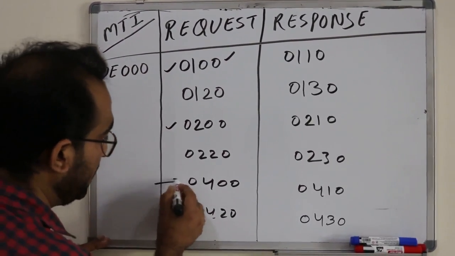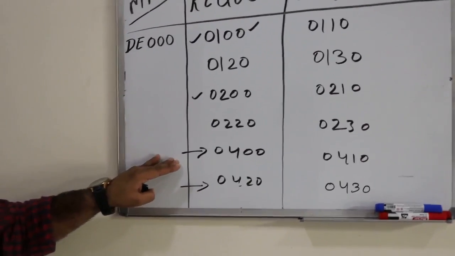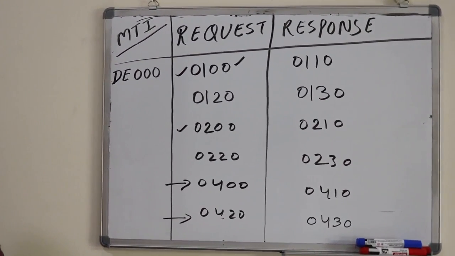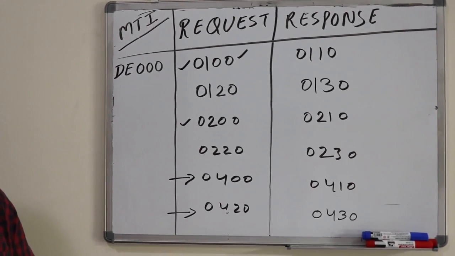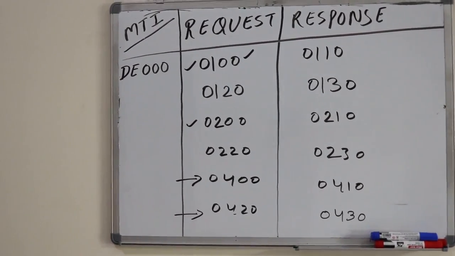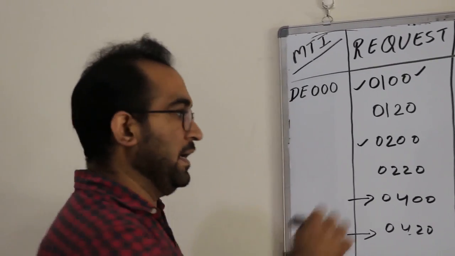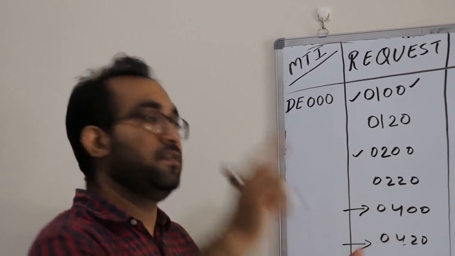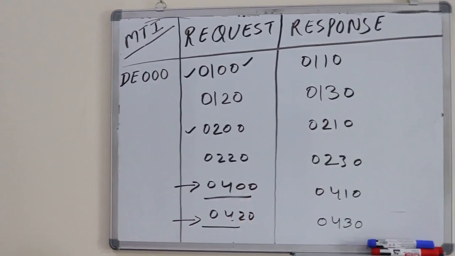Now 400 and 420, these are reversals. Reversal means when you did a transaction of $10 at a supermarket, but you find the product is not good or there is some problem, you go back to the merchant and say you want to return it. He can go to the POS machine and cancel the transaction. When they cancel the transaction, the POS machine will send a cancellation. Those cancellations are reversals.